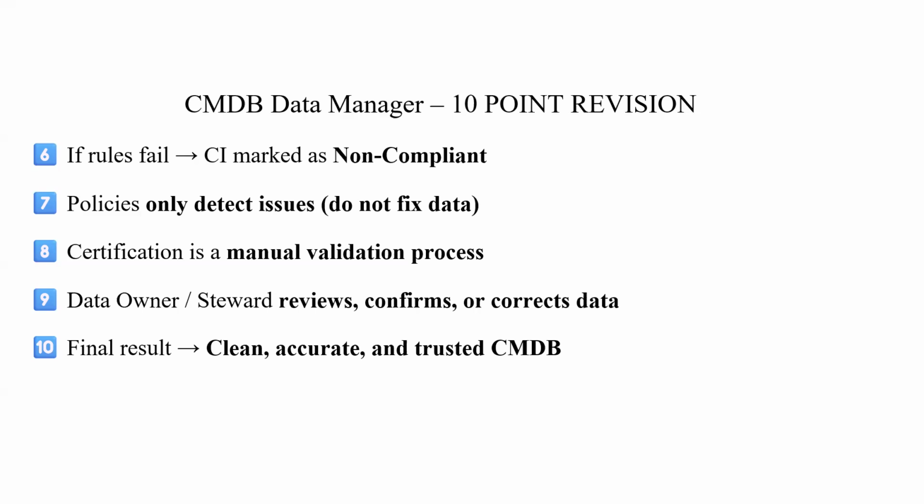Next one, eighth one, certification is a manual validation process. It means humans verify and correct the data. For example, task sent to the server owner as a please verify server details. Next one, data owner or steward reviews, confirms or corrects data. It means responsible persons updates data. For example, application owner is the responsible person for the correct data. Here, application owner checks the application CA. It will confirm the correct or updates wrong information.